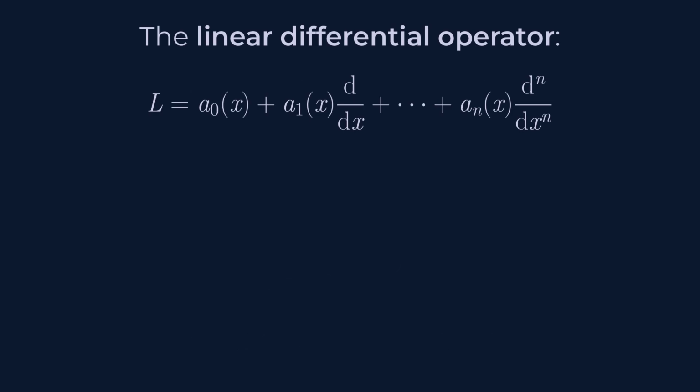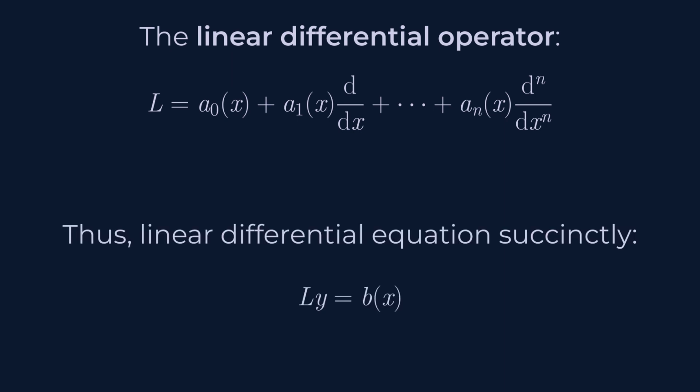We can rewrite this using the following form, using something called a linear differential operator, where we still have these functions of x, a0, a1, to a sub n, and next to each of them, we have either a multiplicative factor of 1 or a derivative of a certain order. What this allows us to do is to write a linear differential equation like this, where if L is our linear differential operator, we can rewrite this equation as Ly is equal to b of x.